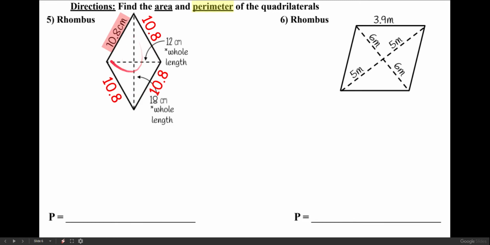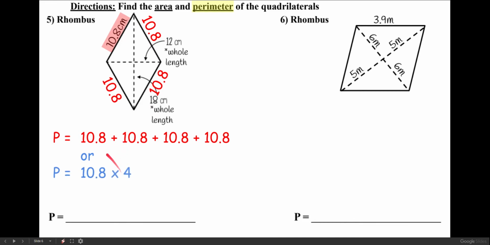And so how do you find perimeter? Well, you just add up all the sides. Or, in the case of a rhombus, you can take 10.8 times 4, because there are 4 sides that are 10.8. Either way, no matter how you do your calculator work, you should end up with 43.2.